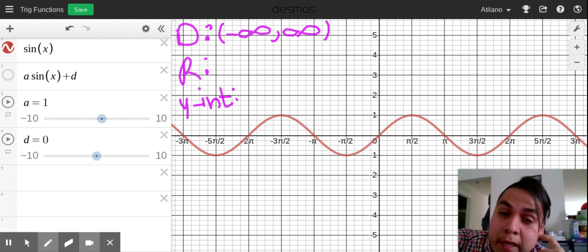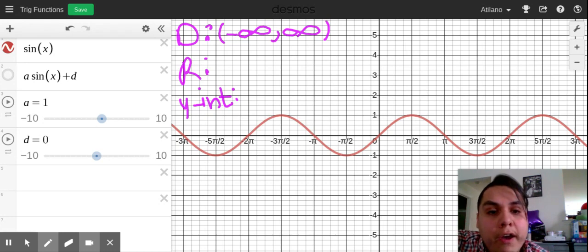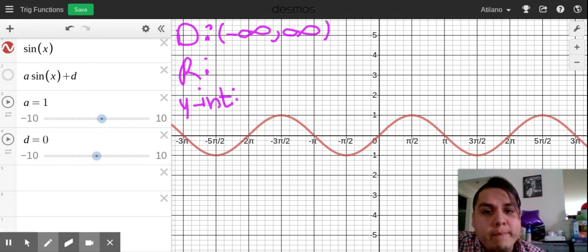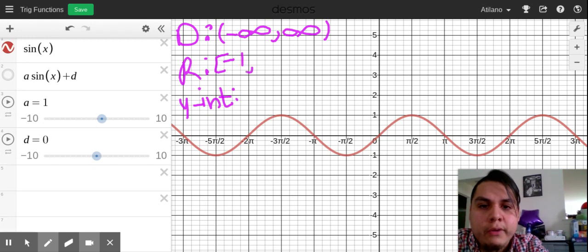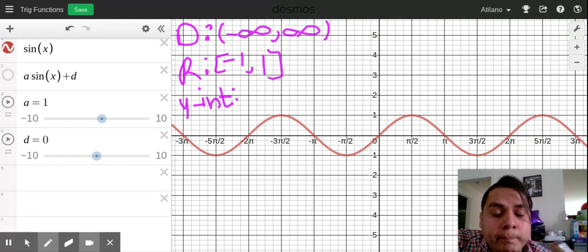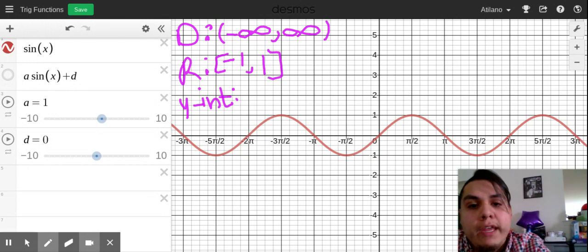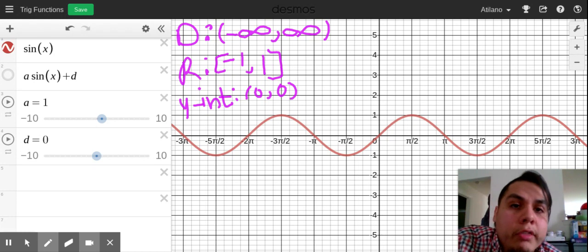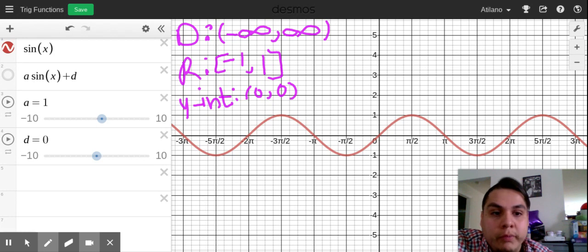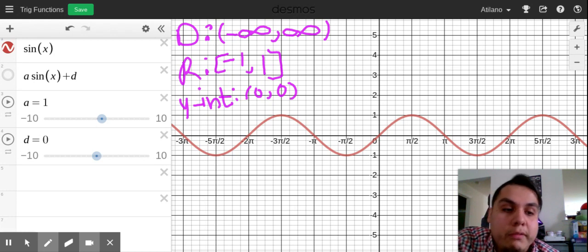However, when we look at the range, now we're looking at the output of this sine graph. As I mentioned before, we have minimums and maximums. The minimum for the basic graph is -1, and it goes all the way to +1. We also note that sine has a y-intercept located at (0, 0). There are other things to note about the sine graph, but let's start with some of these transformations.